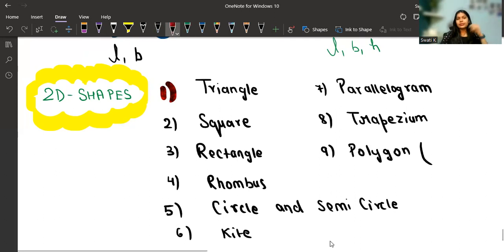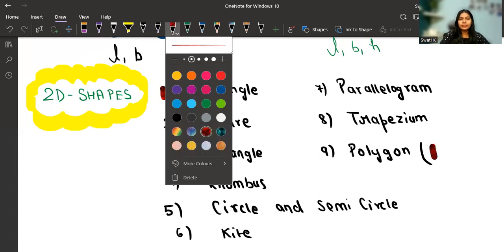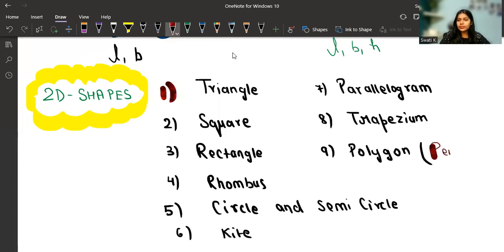The one with 5 sides is called pentagon. I think I have to increase the width. Yes. So this is pentagon, with 5 sides, and I'm writing 5 here, which tells you the number of sides. Next is hexagon, which has 6 sides. Next is heptagon. Sometimes people also call it septagon.